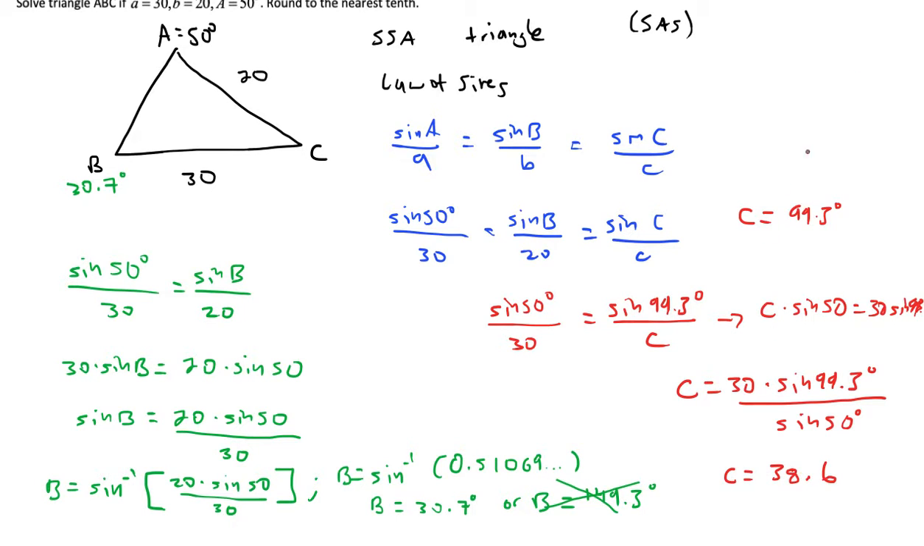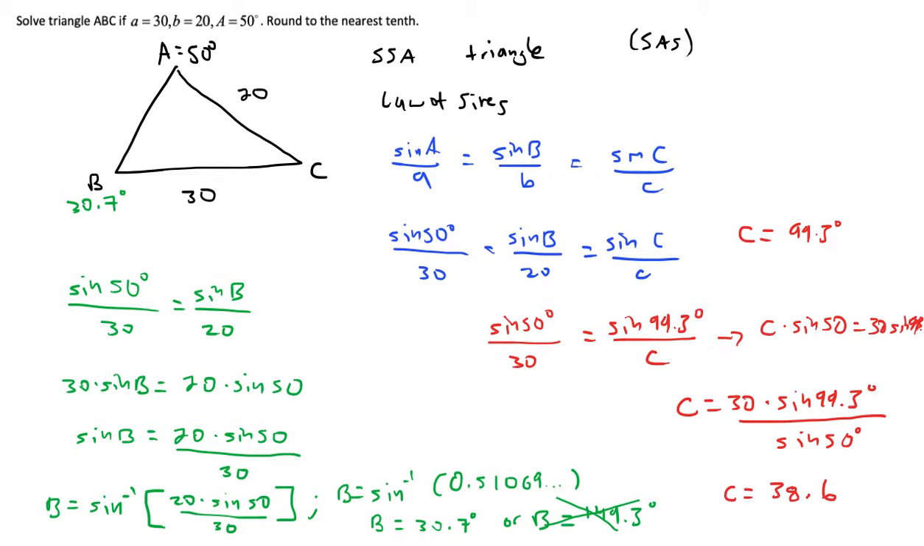So we've successfully solved a triangle. We've determined all the values: all three angles and all three sides.